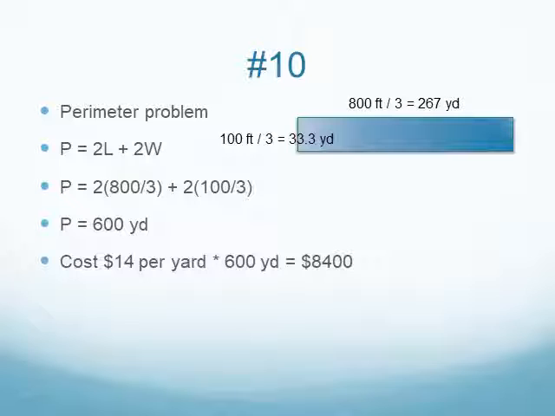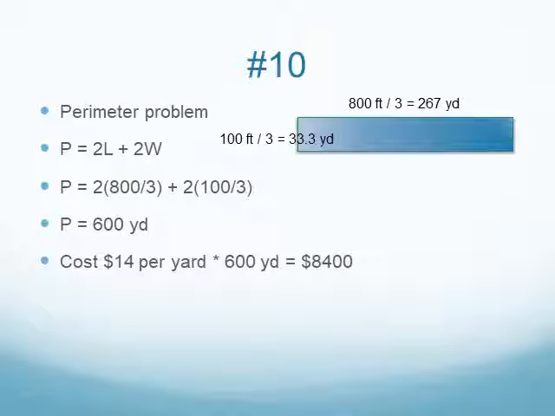2 times 800 should be 1,600, plus 2 times 100 is 200. So 1,600 plus 200 is 1,800. Divide that by 3, and you would get 600. So either way, this one doesn't have a bunch of multiplication, so you can do it at the end if you want. It won't be too confusing.